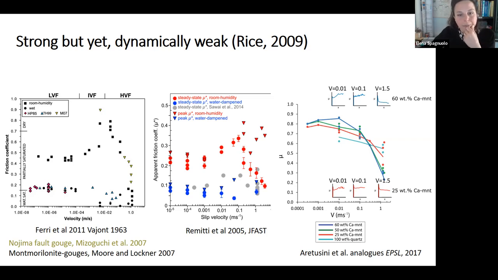This was the case of the Vajont disaster in 1963. But this is the case from the JFAST, which is quite similar. So the behavior is the same, the strength is a little bit lower. And this is an example from Aretusini with the analogs material, made of different components of clay and quartz. And the concept is always the same. So the material can be strong, but it becomes weak with the velocity.